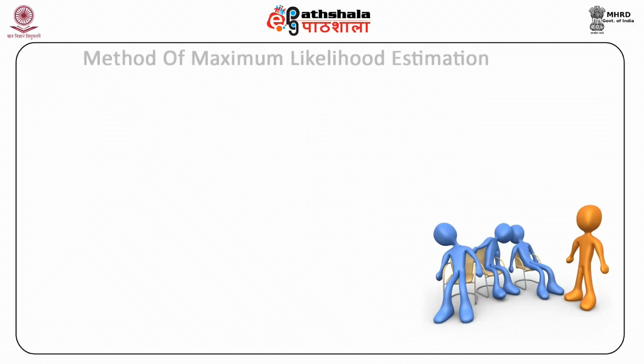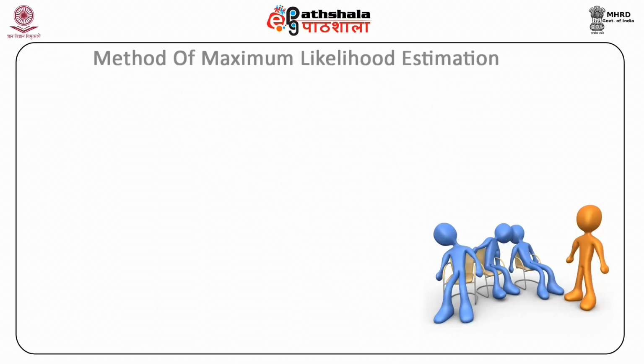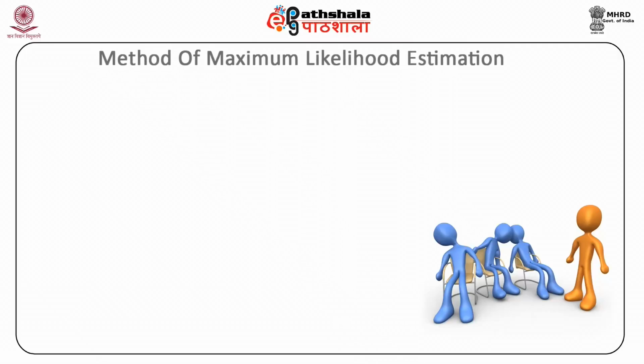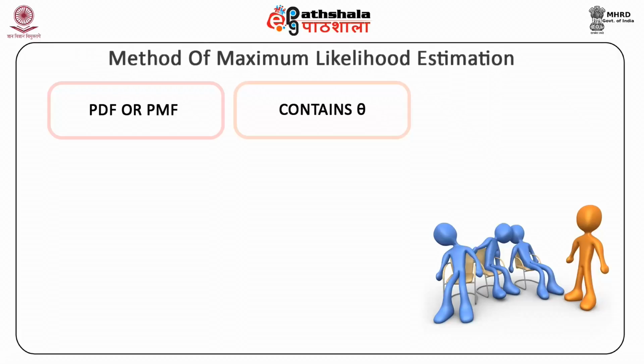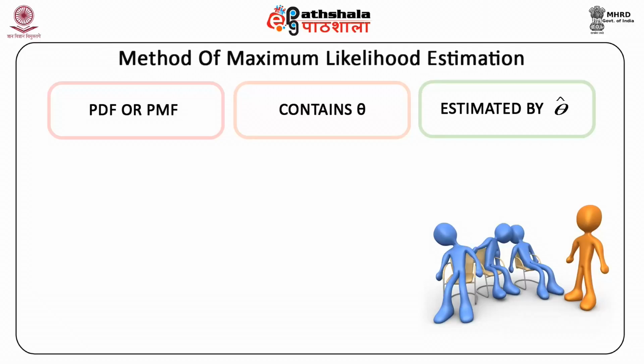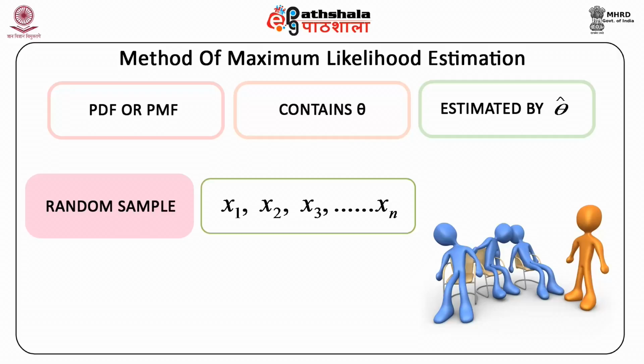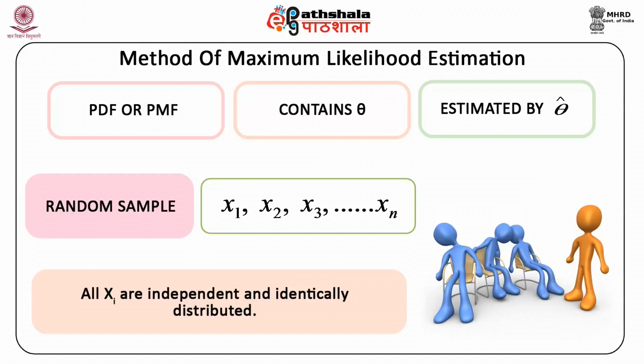For the method of maximum likelihood, knowledge of the functional form of the population is required. Let us assume that the PMF or the PDF contains the single parameter theta, which needs to be estimated by theta hat. As before, we select a random sample x1, x2, x3 up to xn of size n from the population. The property of the random sample is that all the xi's are independent and identically distributed.